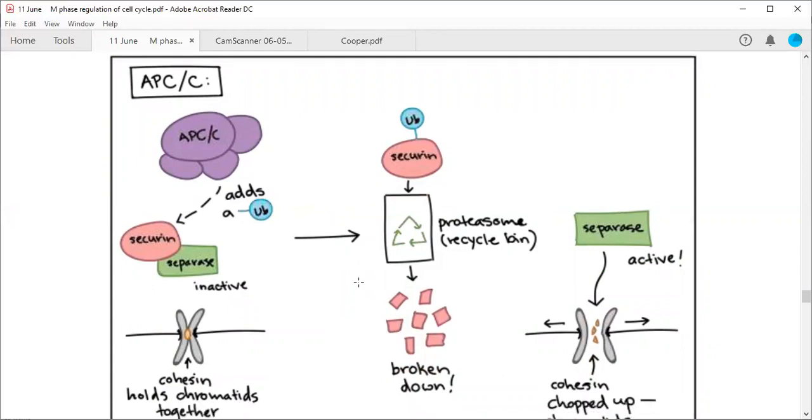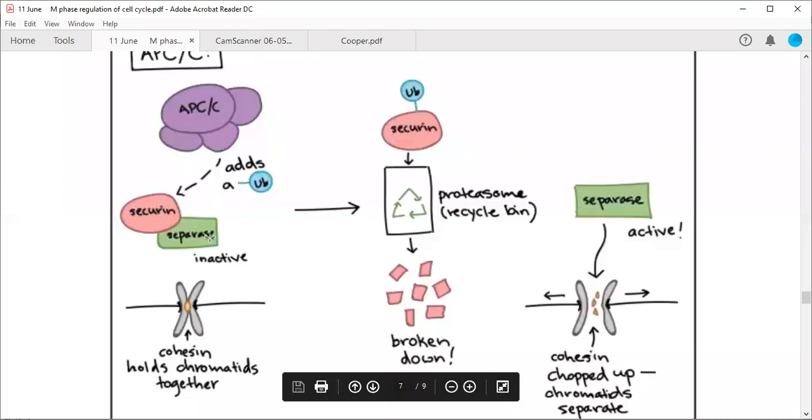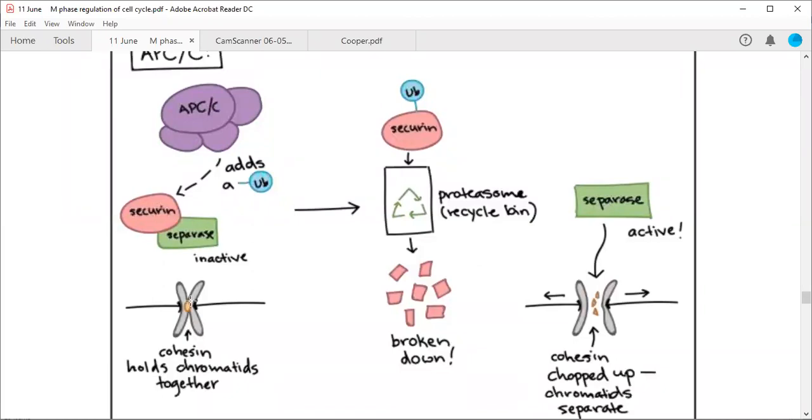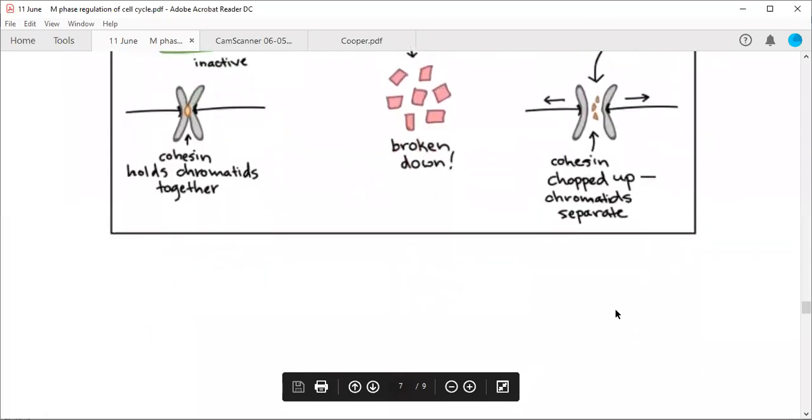Once this APC or the SCF complex adds the ubiquitin tags over this Securin-Separase complex, Securin is degraded. This is an inactive state because Securin forms a complex with Separase and hides its catalytic site. When the ubiquitin tag is added over Securin, it undergoes proteasomal degradation. This is kind of a recycle bin, and it is broken down. Once Securin is broken down, the Separase catalytic site is free to act, and it will degrade your cohesin proteins, or cohesin SCC1 protein, so that the ring can be opened and the two sister chromatids are separated, which means they can move towards the opposite poles.